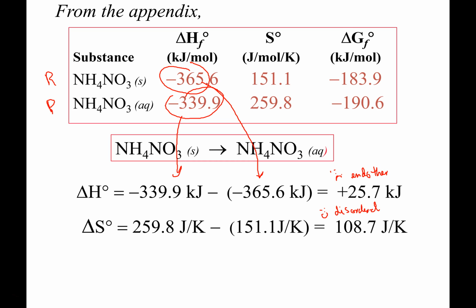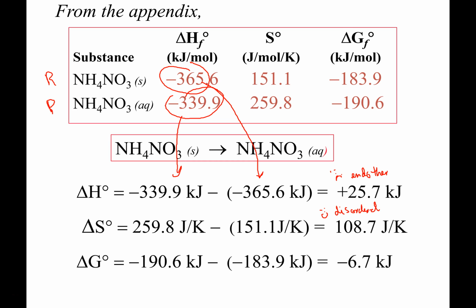The last one, I'm going to do it this way instead of going back to the temperature approach. We can take products minus reactants: negative 190.6 minus a negative 183.9, in kilojoules. So we get a negative 6.7 kilojoules. How many people think this is spontaneous? Yes, it is spontaneous.